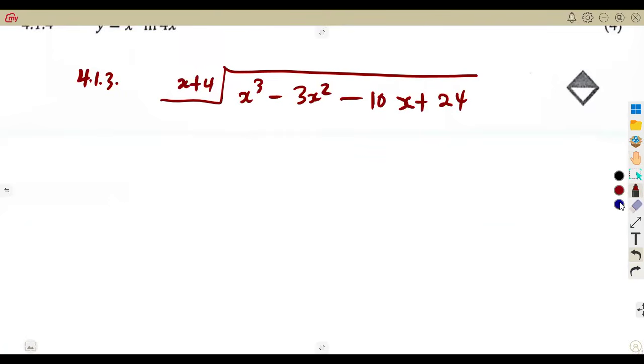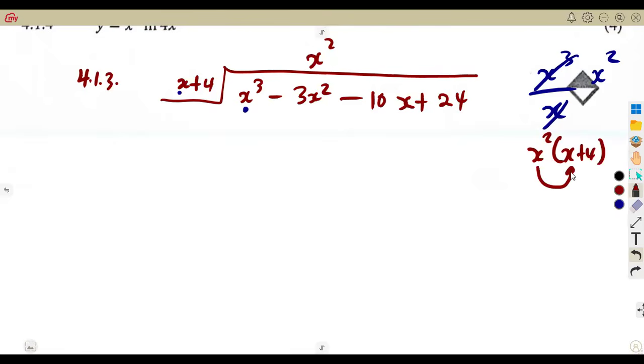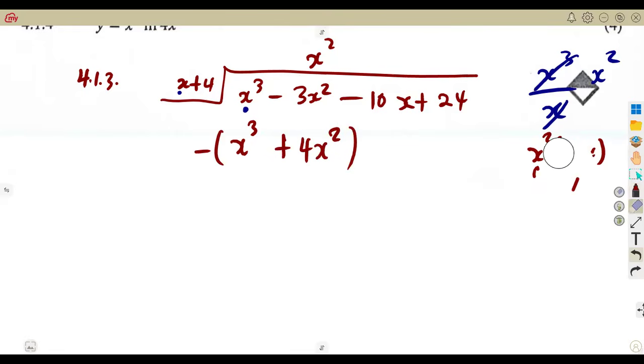Remember, division: first term versus first term. This one versus this one. So x cubed divided by x. How many are we going to remain with? Two of them, so it's x squared there. Whatever you get is supposed to multiply this term as it is. So it's x squared into x plus 4: x squared times x is x cubed, x squared times 4 is plus 4x squared. Then subtract. Remember your steps, guys.